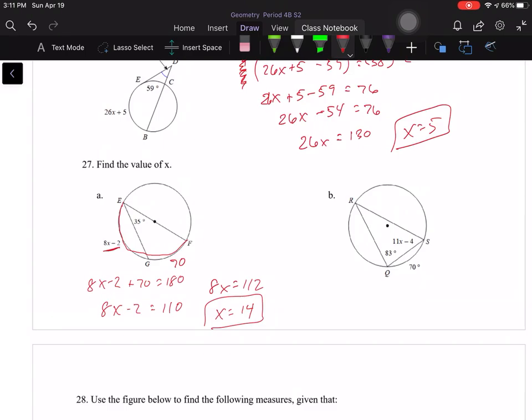Okay, the next one here, B, we got a triangle there. So if I take half of the 70, that gives me that angle of 35. And then again, from first semester, we know that 35 plus 83 plus 11x minus 4, those all have to add up to 180 because in any triangle is 180 degrees. So 35 plus 83 minus 4. So that's 11x plus 114 equals 180. So take 114 away, we get 11x equals 66, and x equals 6.